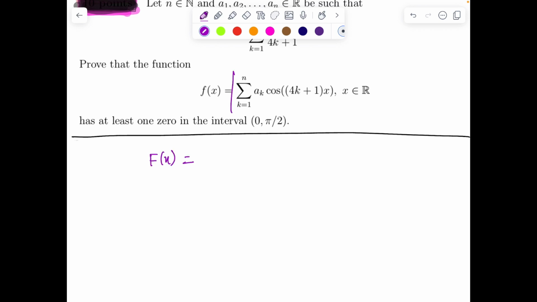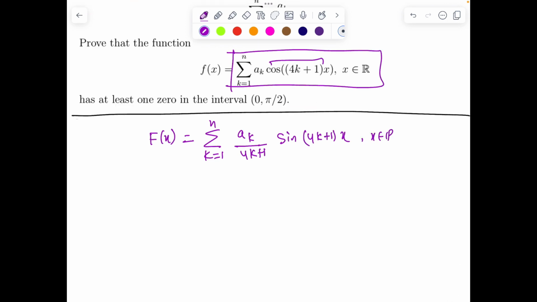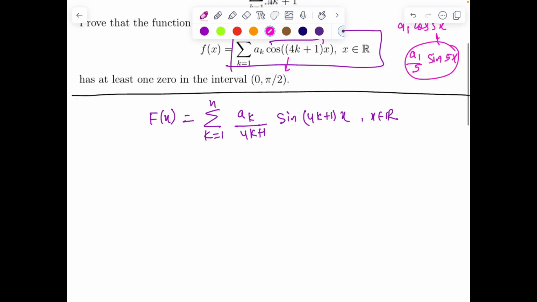If I assume a new function f of x which is the antiderivative of this, because that's how we apply the mean value theorem. So let's define a new function f(x) equals the sum from k equals 1 to n of a_k by 4k plus 1 times sin of (4k plus 1)x, for x belonging to R. The antiderivative of cos(alpha x) will be sin(alpha x) by alpha. The motivation is, if we open this and see a term, let's say a1 cos 5x, then by differentiating a1 by 5 sin 5x, we'll get this term. So that's the motivation. Now let's apply Rolle's theorem on this.